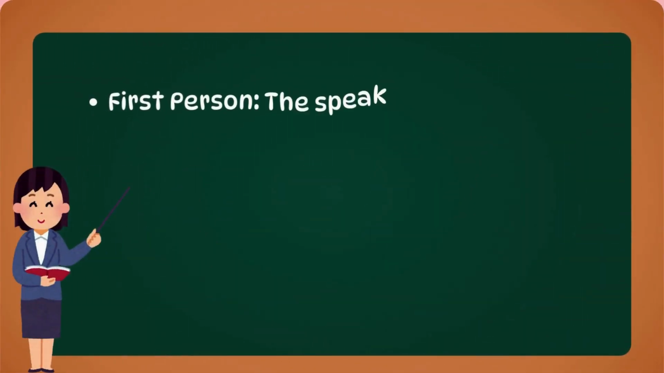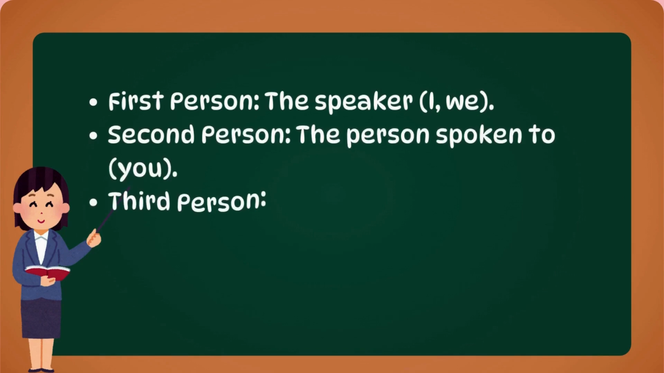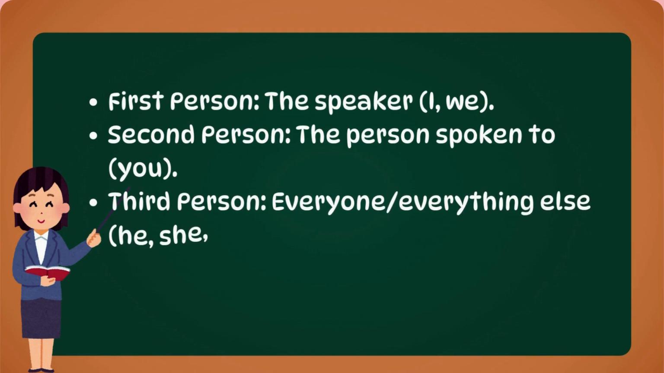On the basis of who is speaking, who is spoken to, and who is spoken about, pronouns are classified into first person, second person, and third person. Now let's take a closer look at each one of them. First person is the person speaking. Examples, I and we. Second person is the person spoken to. Example is you. Third person is the person we are talking about. Examples are he, she, it, they.